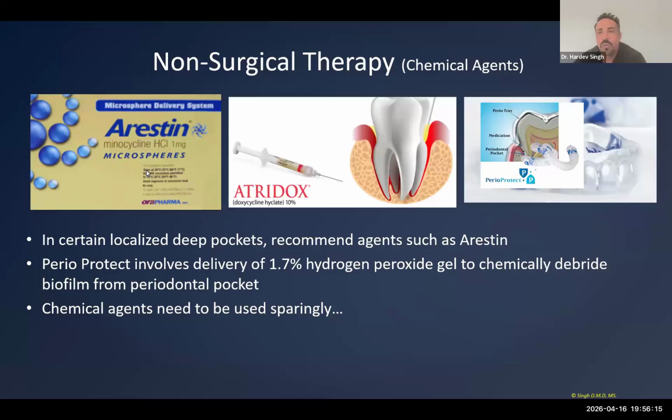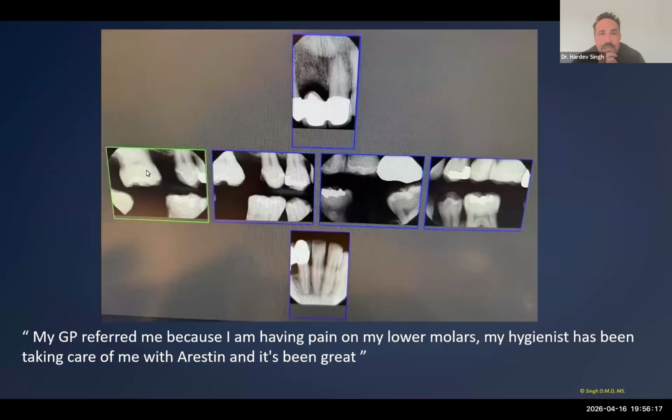And I will show you a case that I saw about 3 months ago last year. This patient was a retired general surgeon, and they were sent out to me with four bite wings and two PAs. And they said, my GP referred me because I'm having pain on my lower molars. My hygienist has been taking care of me with Arestin, and it's been great.